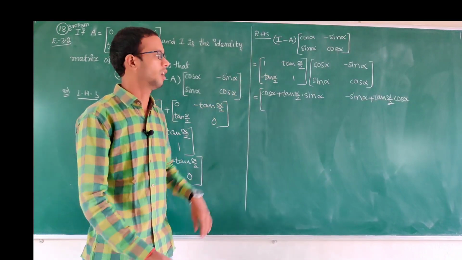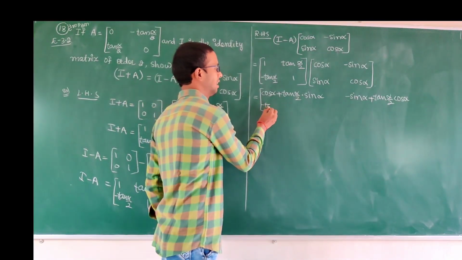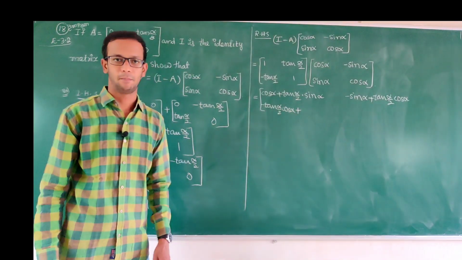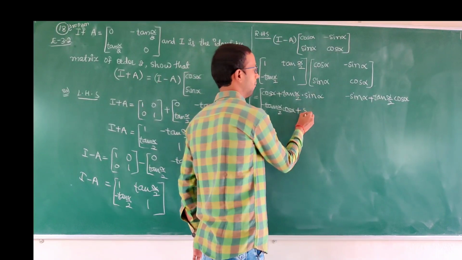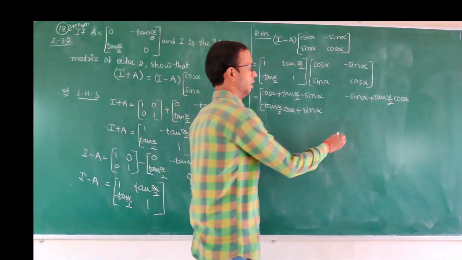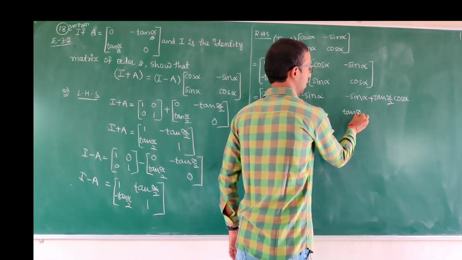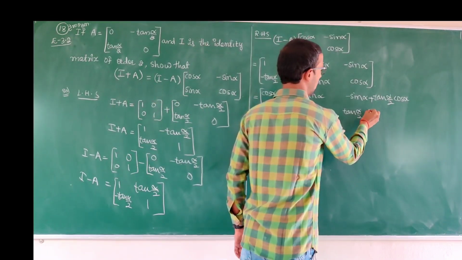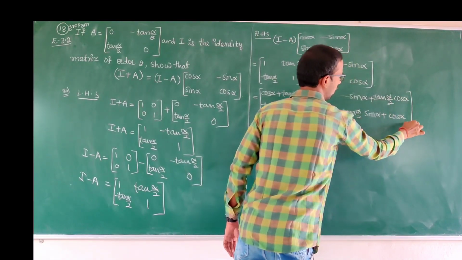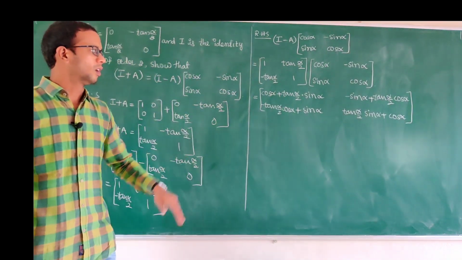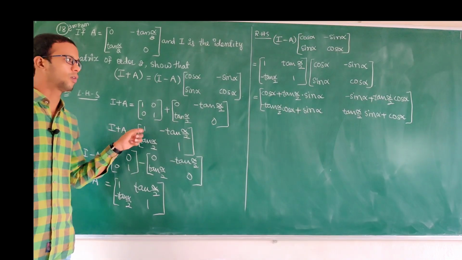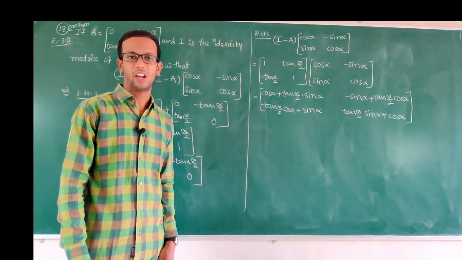Next, second row first column we have to multiply: minus tan alpha by 2 cos alpha plus 1 into sin alpha, this sin alpha, minus into minus plus tan alpha by 2 into sin alpha, plus 1 into cos alpha is cos alpha. So now you observe, after multiplication we are not getting this answer. We have to get this answer. For that purpose, simplifications we have to make here.